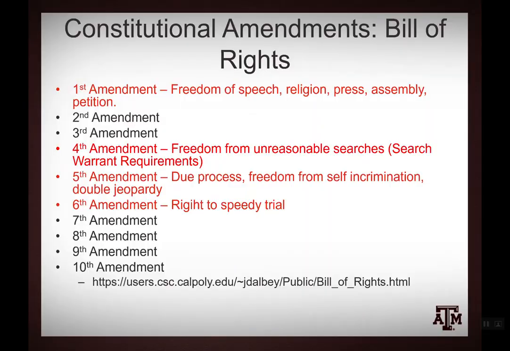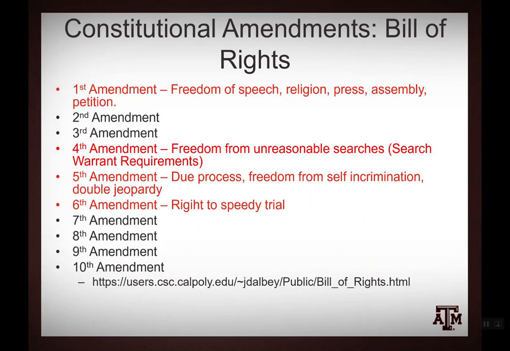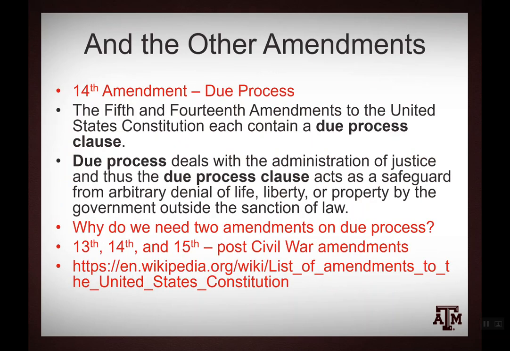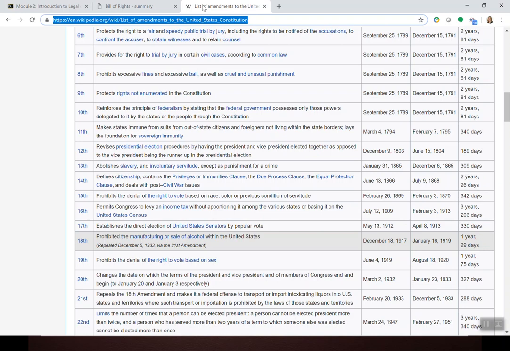Let's see, what are some others I said? Due process, freedom from self-incrimination, double jeopardy is the Fifth Amendment. So I have to have due process. I am not forced in this country to admit to a crime. I claim the Fifth Amendment. And if I am found not guilty of a crime, I cannot be tried again, which is double jeopardy. And sometimes you'll see Sixth Amendment, right to speedy trial. Now, here's the thing. Those are the first 10 amendments, and those are our Bill of Rights. We have 27 amendments currently in the Constitution.